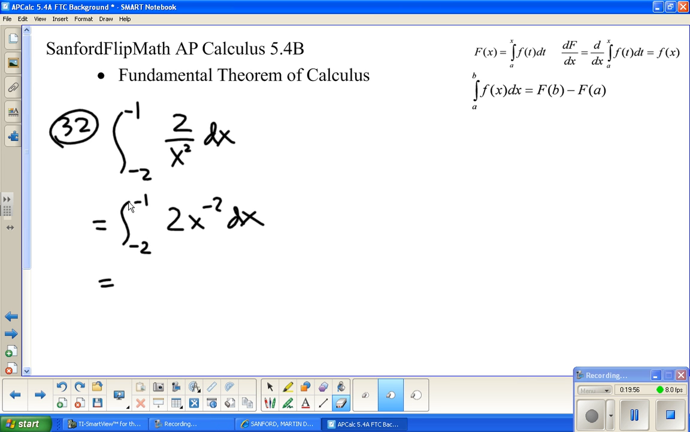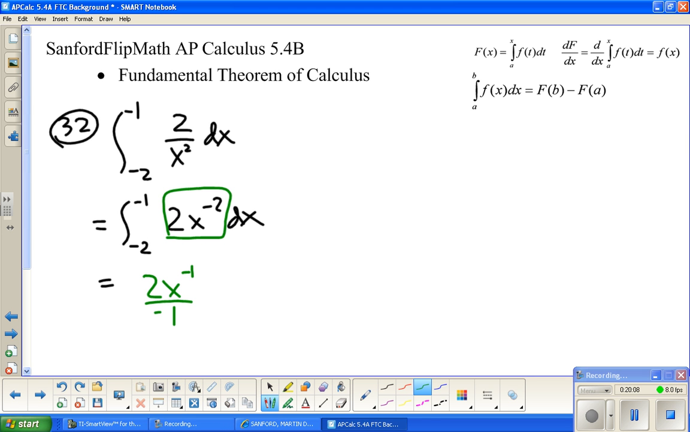Okay, I want to do the antiderivative now. I need to add 1 to the exponent, and I need to divide by the new exponent. So negative 2 plus 1 is negative 1, and then I'm dividing by the new exponent. Remember that rule that we just did: x to the n plus 1 over the new exponent. And there's a constant, that 2 is just coming along for the ride. Okay, proper notation from negative 2 to negative 1.